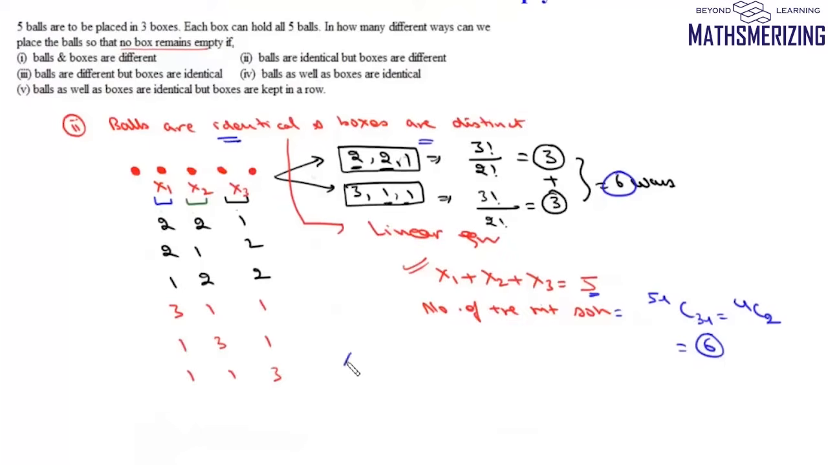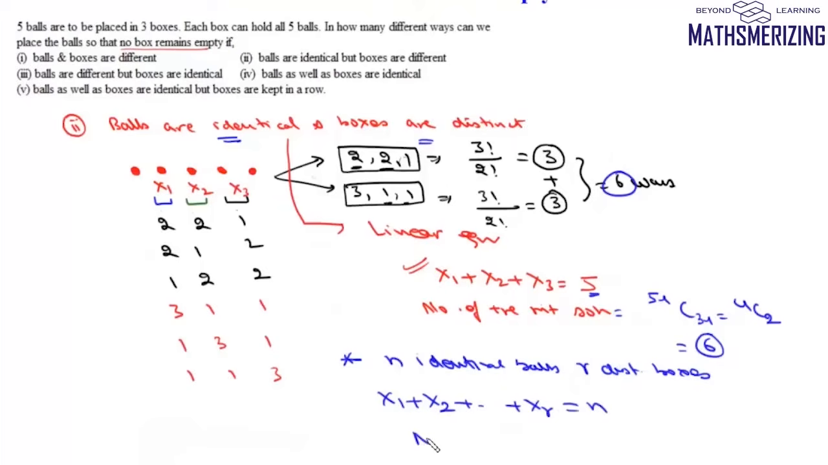Now if we have a general question, say we have n identical balls and r distinct boxes, then we can write the equation x1 plus x2 plus up to xr, one for each box, equal to n, and the number of positive integral solutions is given by n minus 1 C r minus 1. So this is how we can find the cases when the balls are identical and boxes are distinct, and each box should have at least one ball.